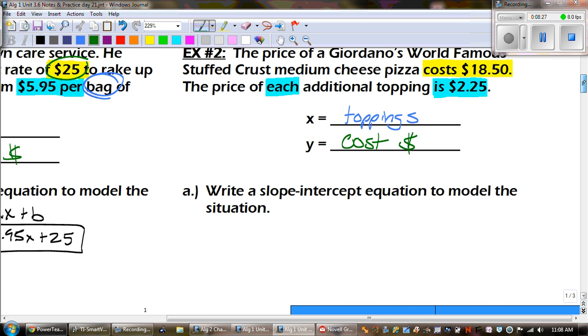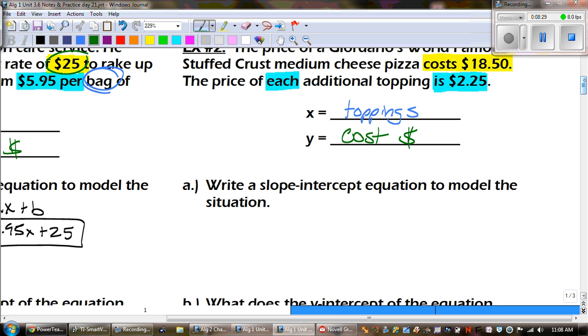Okay? So, like I said, you're going to do most of this one yourself. So I want you to tell me, what is the slope-intercept equation? Yeah, they told you your slope, it's 2.25, and this is 18.50. Start filling in the blanks. 2.25x plus 18.50.